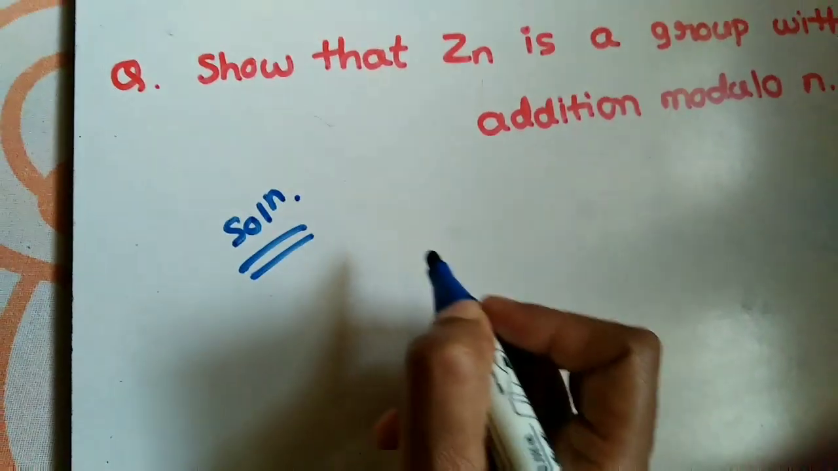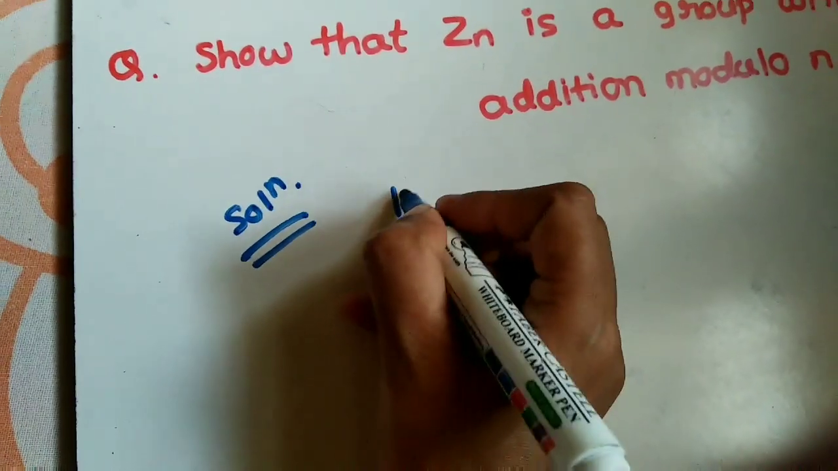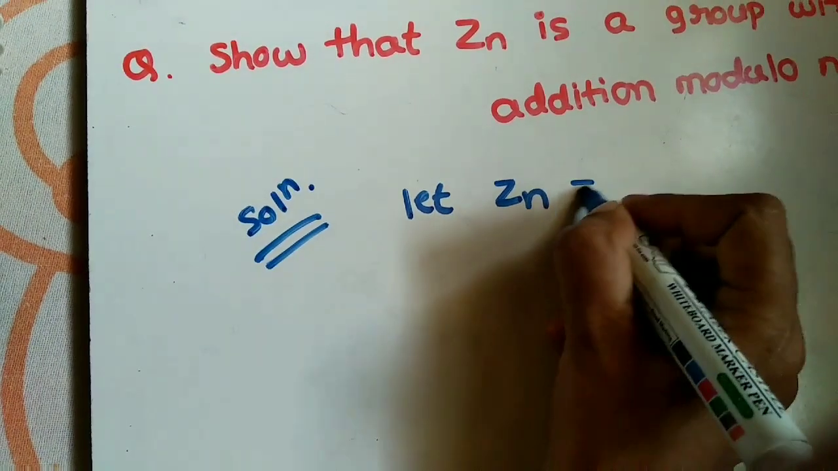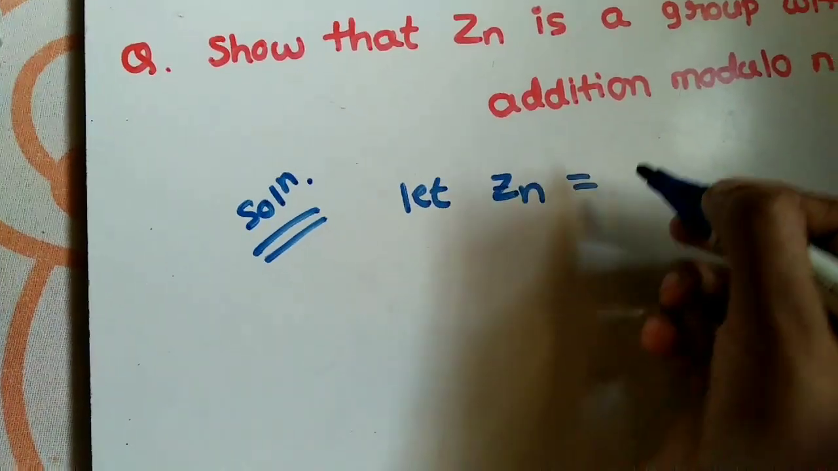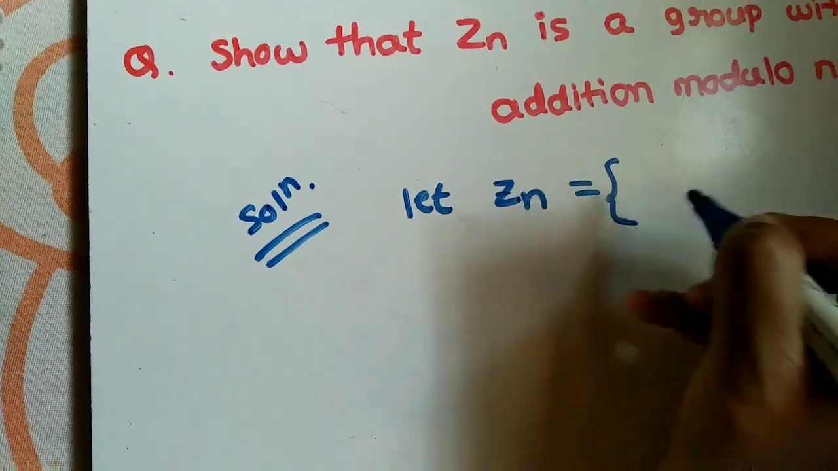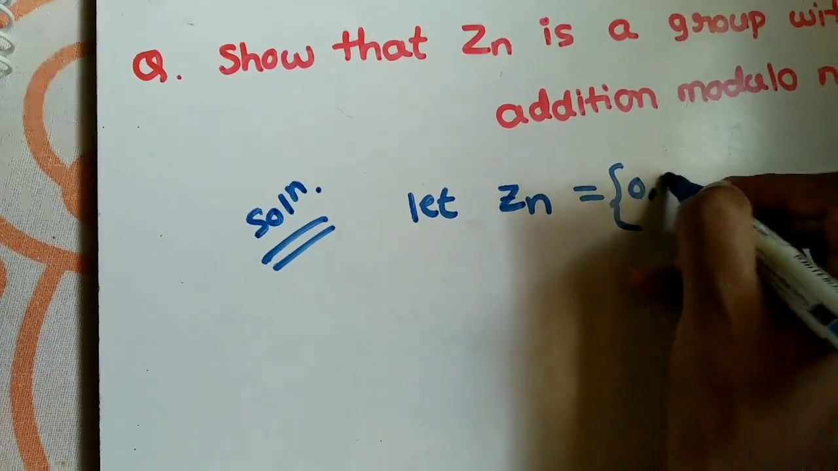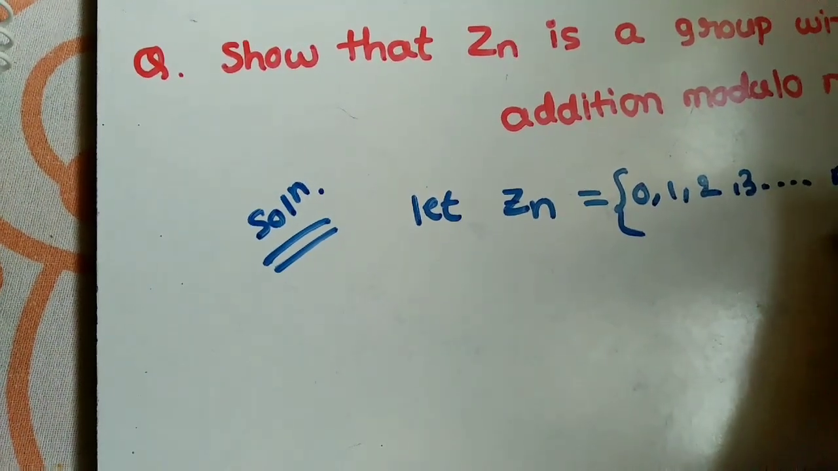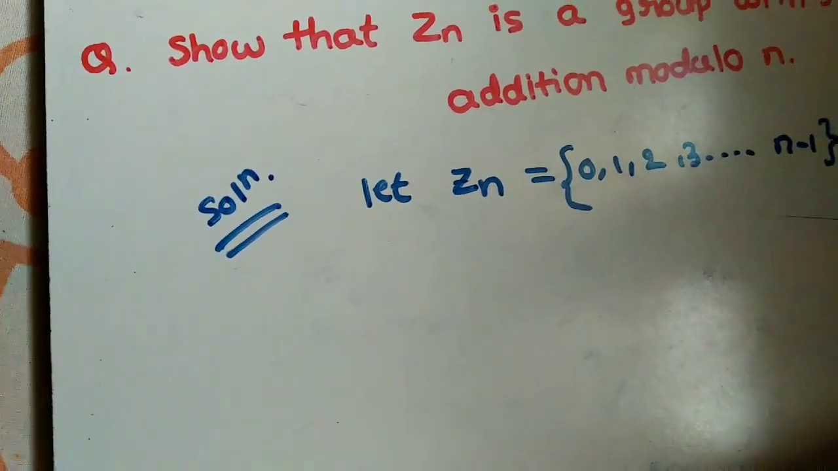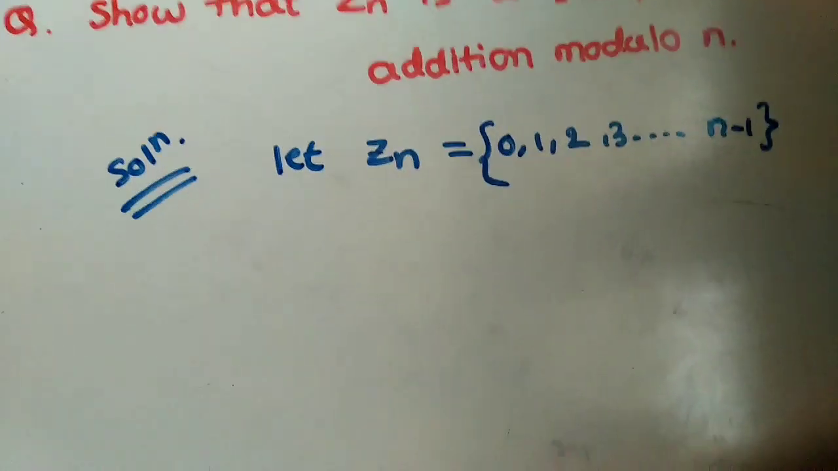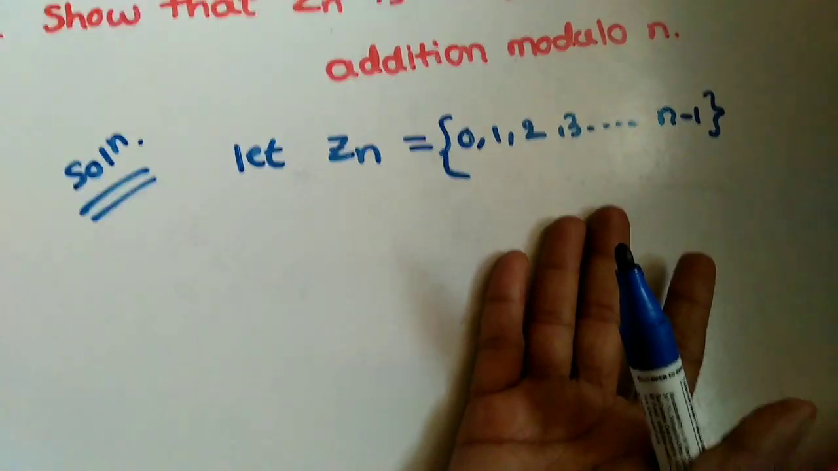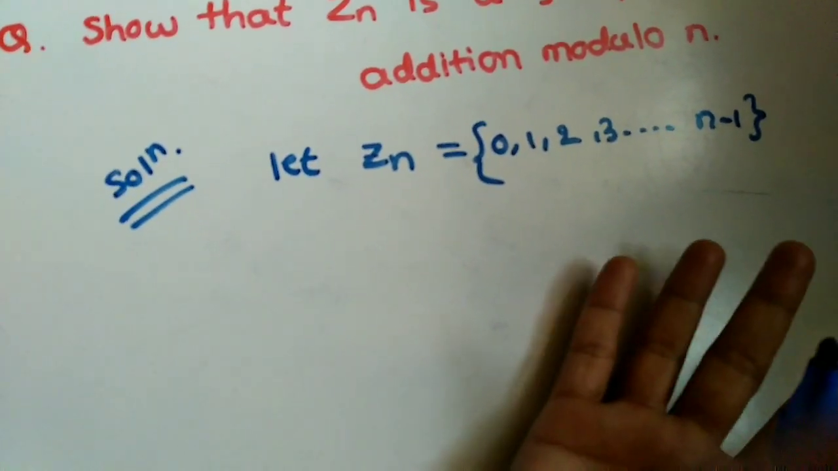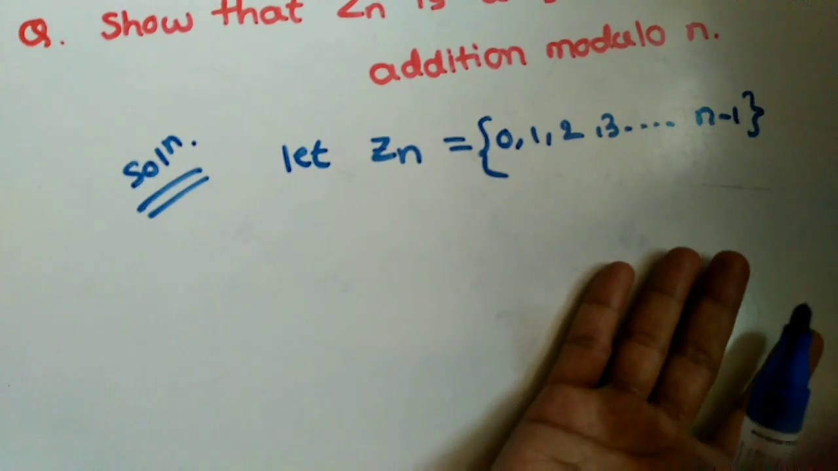First, we have to write the given set, which is Zn. Zn means integers modulo n, and Zn contains the elements 0, 1, 2, 3, and so on up to n minus 1. Yes, of course. We have seen this in my previous lectures. If you still haven't watched all of lecture 6, first go and watch those videos, guys.